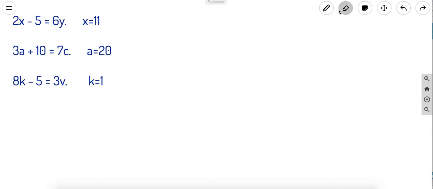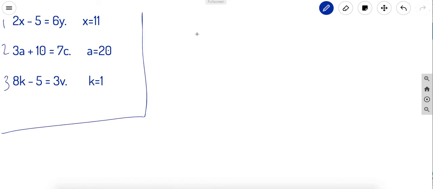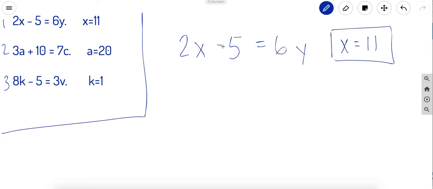Okay, so let's label them number 1, number 2, and then number 3. Okay, so let's do number 1 first. So we're going to have a problem: 2x minus 5 equals 6y. And we're given that x equals 11. We're told x definitely equals 11. So we need to figure out our missing letter.